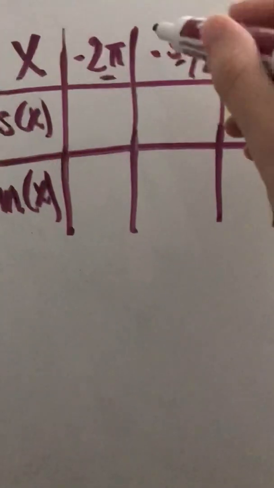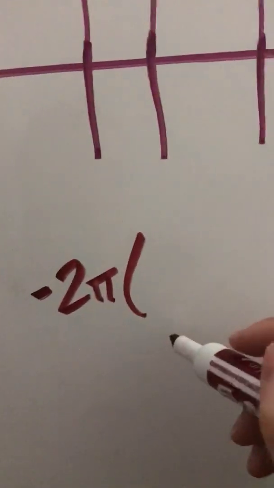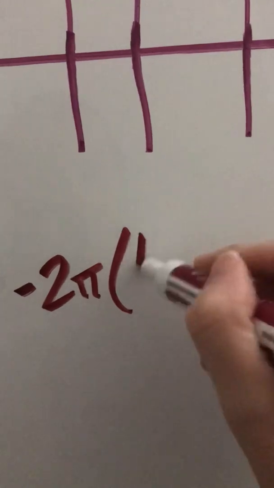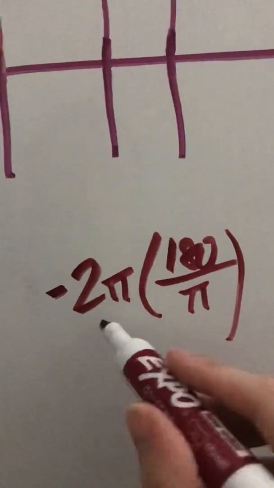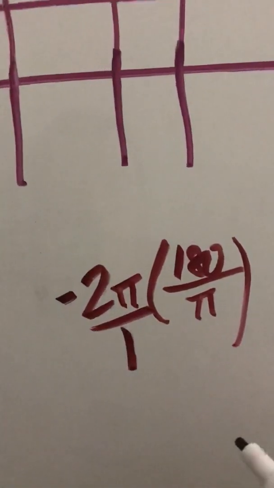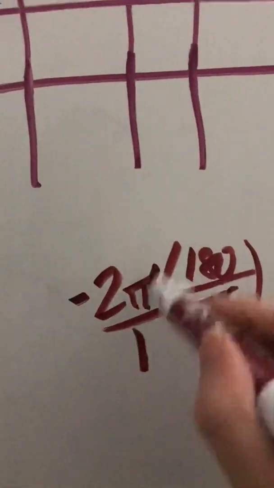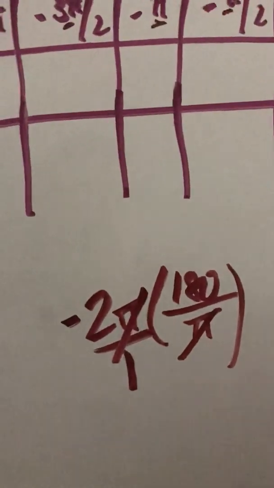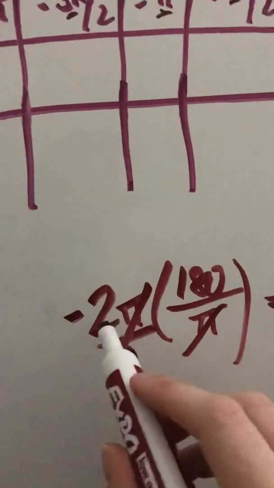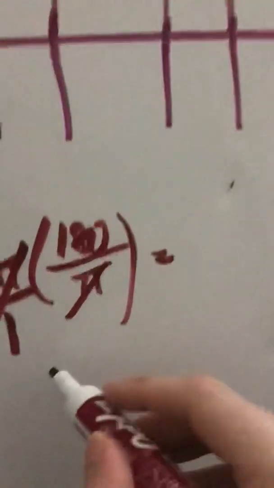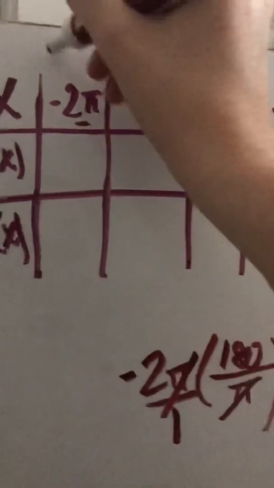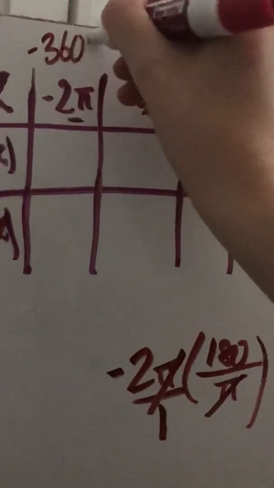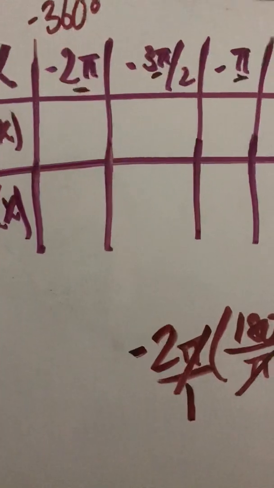So I'm just going to take my first x value, which is negative 2 pi. And to convert it into degrees, I multiply it by 180 over pi. Again, you can make this into a ratio by putting it underneath 1 here. And the whole purpose is so that your pi's cancel out with each other completely. And then I'm just multiplying straight across. Negative 2 times 180, well, that's going to give me negative 360. So negative 2 pi, that's the same thing as negative 360 degrees there. That's what we just discovered.